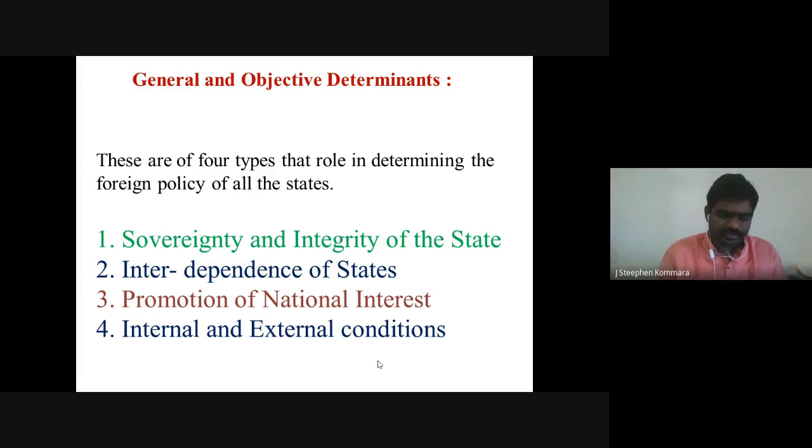We see that. And the third one is promotion of national interest. Every state has a separate national interest to fulfill their objectives. That is why it is the primary duty of all the states to promote and further their national interest through their foreign policies. So వాళ్ళ యొక్క విదేశాంగ విధానం ద్వారా ఈ national interest ని ప్రతి దేశం కూడా తెలియజేస్తారు.